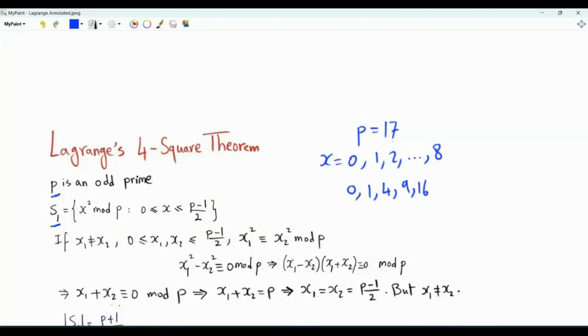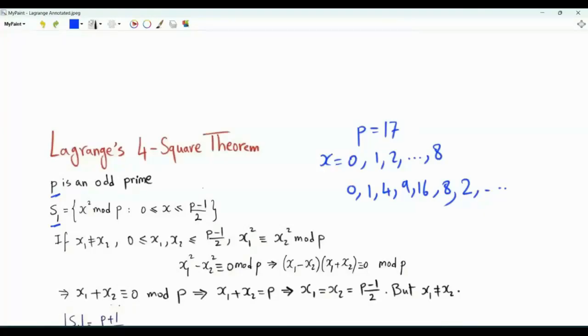Then we have 5 squared. 5 squared is 25, and 25 mod 17 is equal to 8. And then we have 36. 36 mod 17 is 2, because 36 is 2 plus 17 times 2. So here we have 2, and so on. So we take those numbers, square them, mod p.